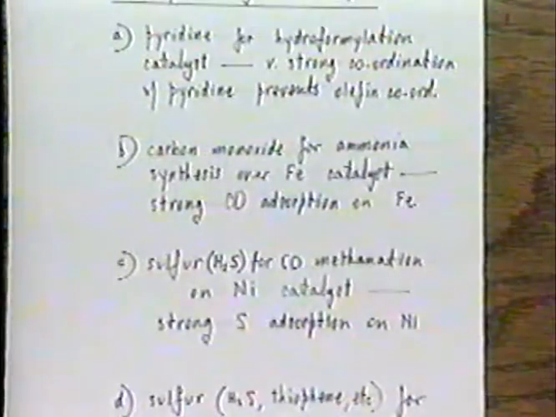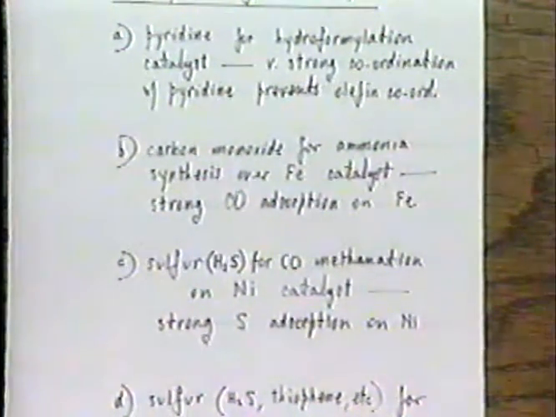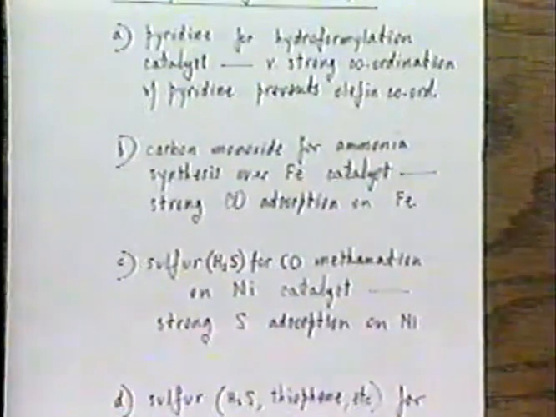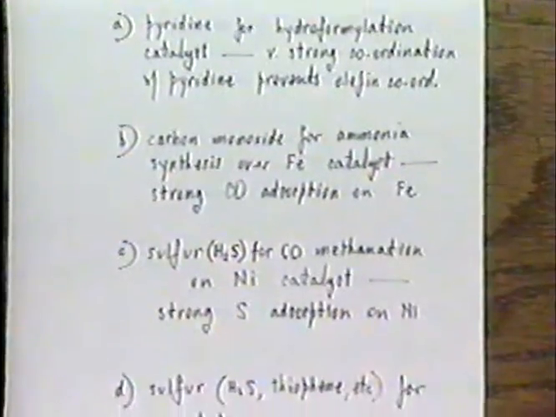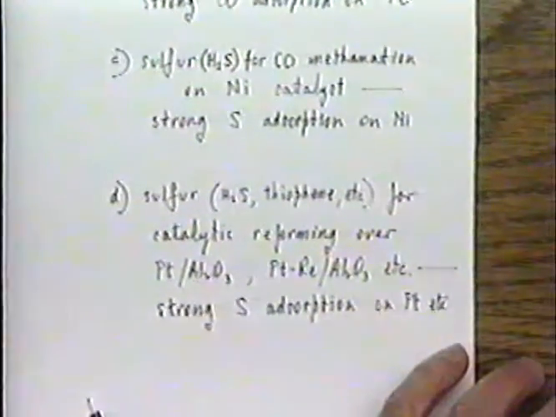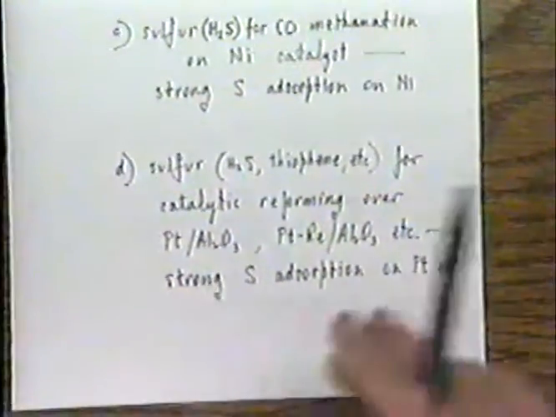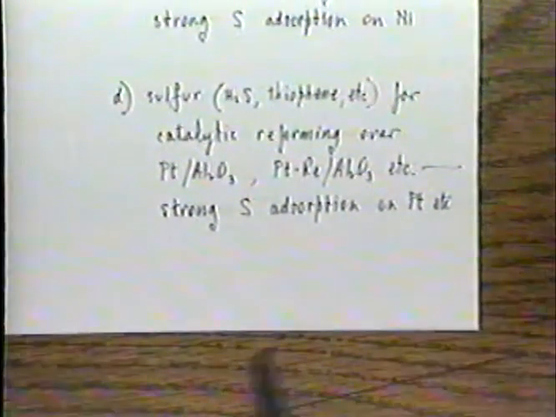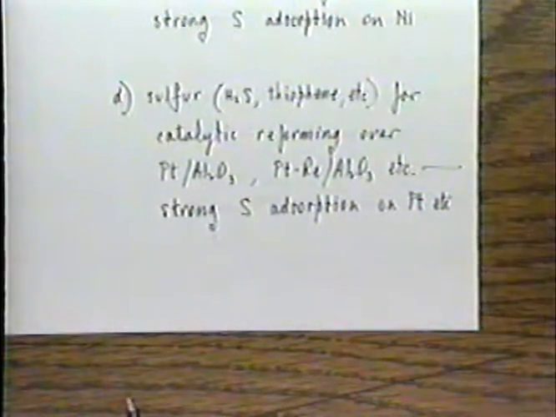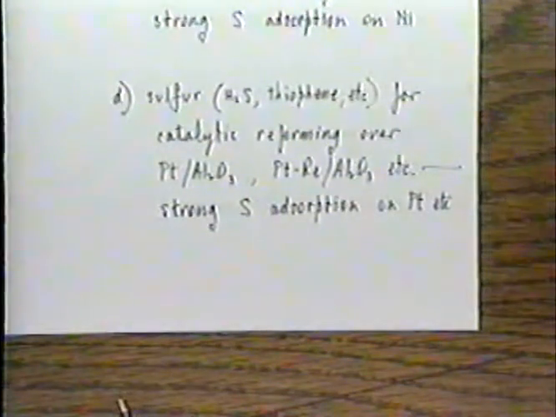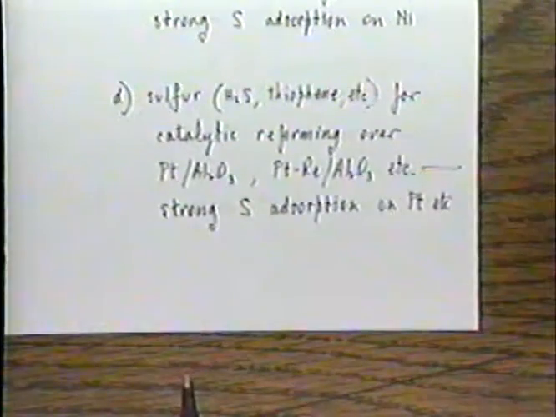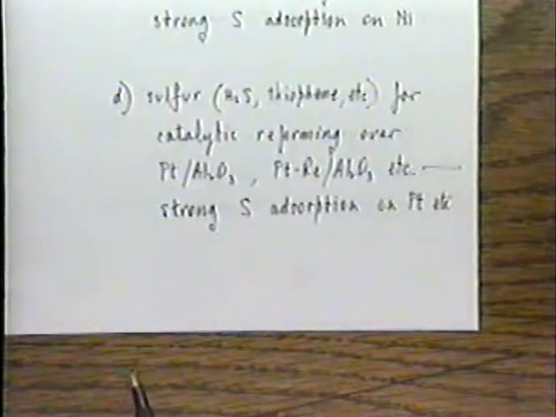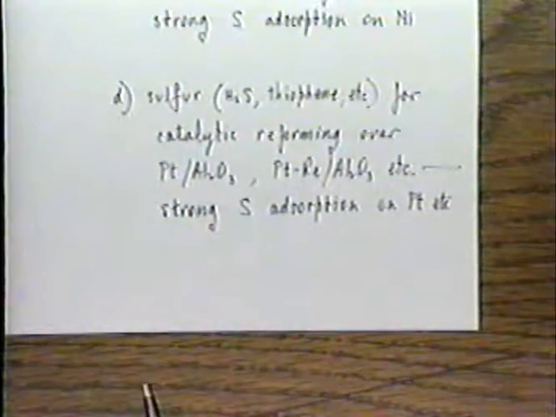Sulfur, for instance, present as H2S, is a poison for the conversion of carbon monoxide to methane over a nickel catalyst, mainly because the sulfur is strongly absorbed on the surface of the nickel. And finally, sulfur, again in the form of either H2S or simple organic molecules like mercaptans or thiophene, is a poison for catalytic reforming over catalysts such as platinum alumina or platinum rhenium alumina.